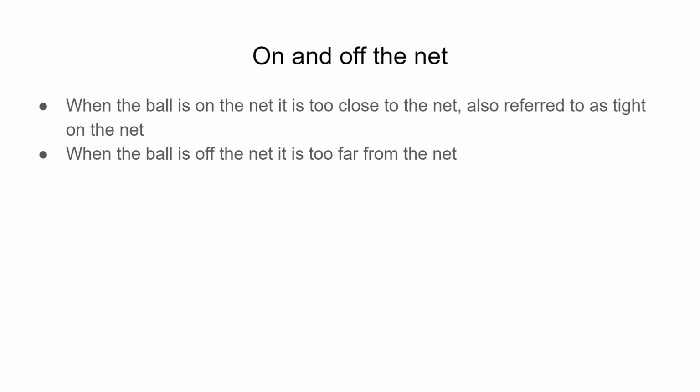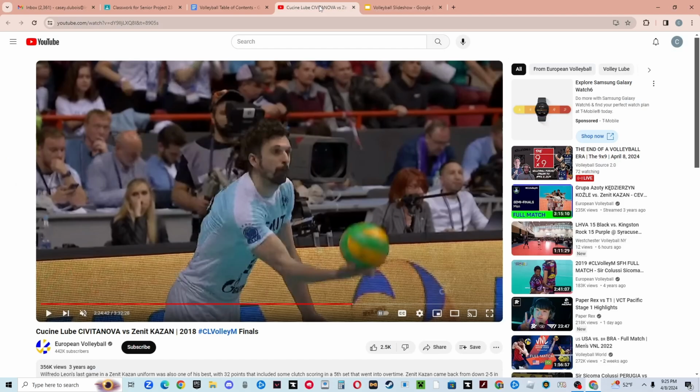And since there's only one setter and one right side, they are also opposite. So last but not least, we have our final volleyball terms, which are on and off the net. When a ball is on the net, it is too close to the net, which is also referred to as tight on the net. So if a pass is passed too close to the net, it is called tight or on the net. And so the opposite of this is when the ball is off the net. That means it is too far from the net. And that is our final volleyball term. And so from here, I want to transition into our video.